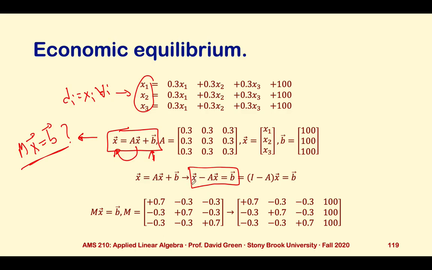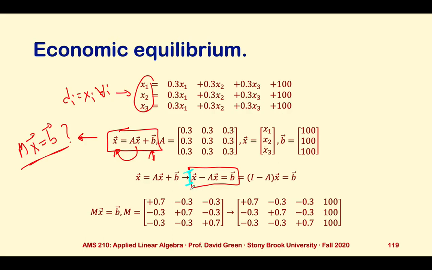I can't simply factor out the x, because then I would have what? 1, the scalar 1, minus A. That doesn't make any sense. But I can always multiply any vector or any matrix by an identity matrix.